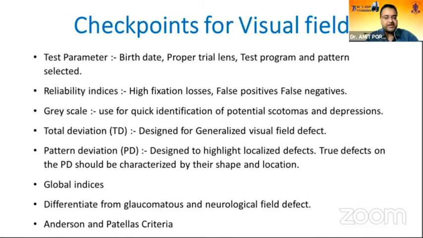So the checkpoints for visual field: always look for the test parameters, whether they have been entered properly or not, the birth date, proper trial lens, test program pattern selected. Look for the reliability indices. Is there a high fixation loss, false positive, false negative? The gray scale is used for quick identification of potential scotomas and depressions. The total deviation, which is designed for generalized visual field defect. The pattern deviation, which is designed to highlight the localized defect. True defects on the PD should be characterized by the shape and location. Look for the global indices, differentiate glaucomatous from neurological field, and always look for the Anderson's and Patella's criteria.